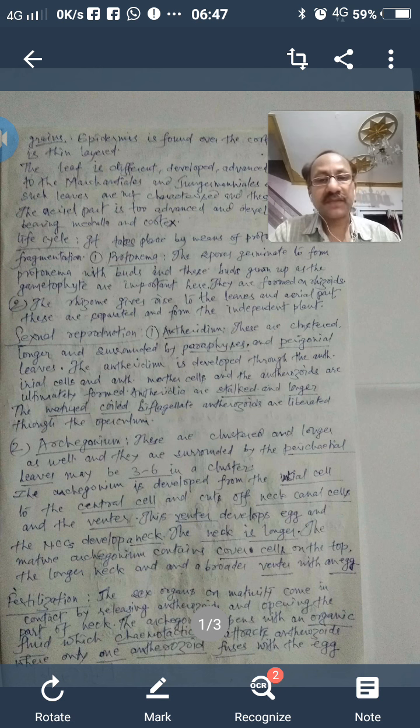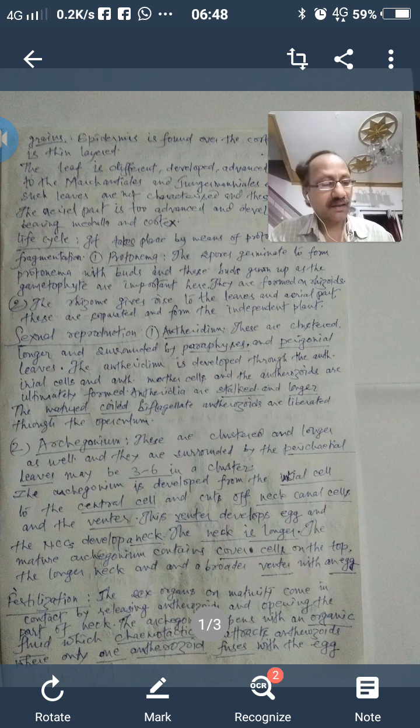Sexual reproduction takes place by means of antheridia and archegonia, as usual in all bryophytes. Antheridia are clustered, longer and surrounded by paraphyses and perigonial leaves. The antheridium is developed through the antheridial initial cell and antheridial mother cells, and the antherozoids are ultimately formed. If you see details in the antheridial development, you can look into all other developmental stages. So it is the life cycle.